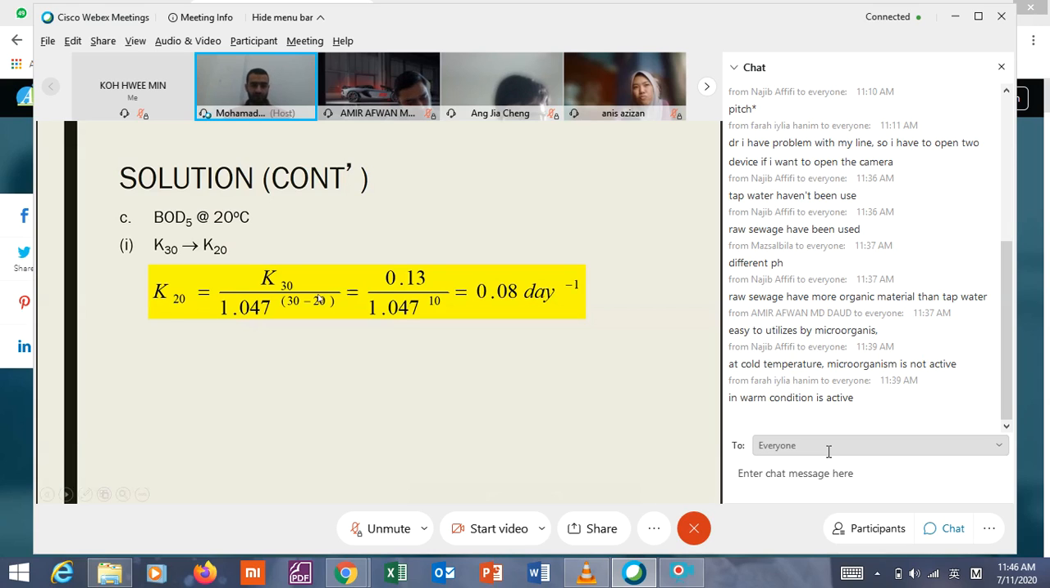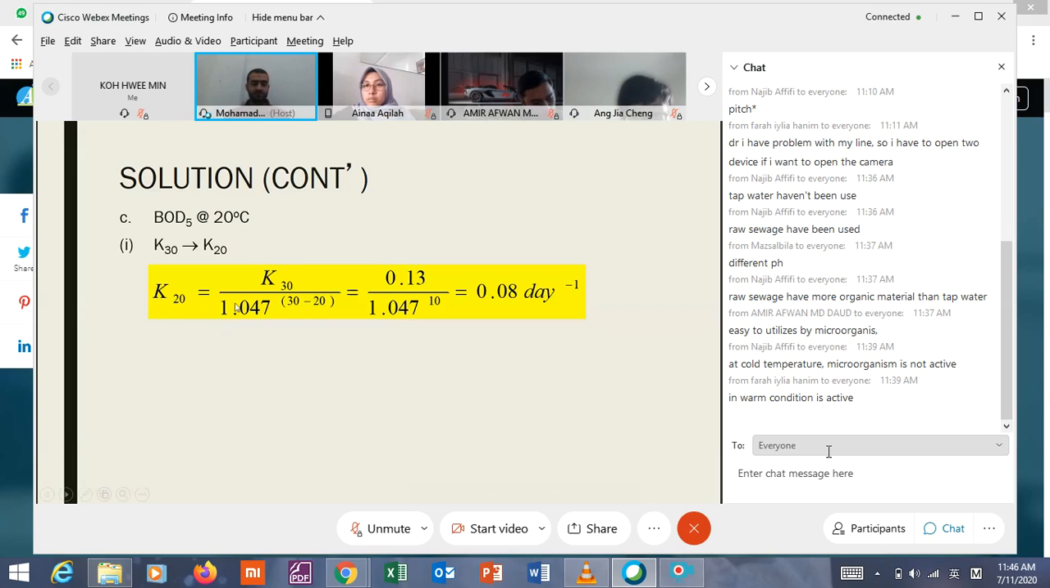This is the same equation we have used before, the equation of adjustment for temperature. So after adjustment, K20 equals 0.08 per day.